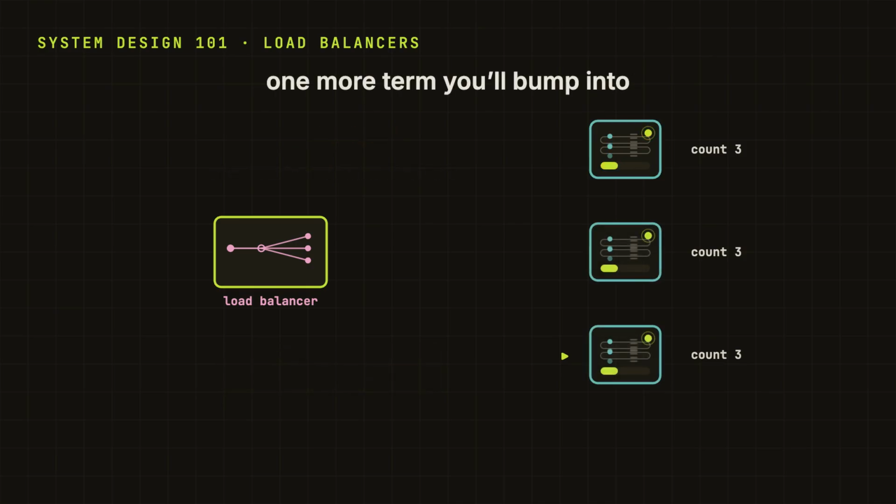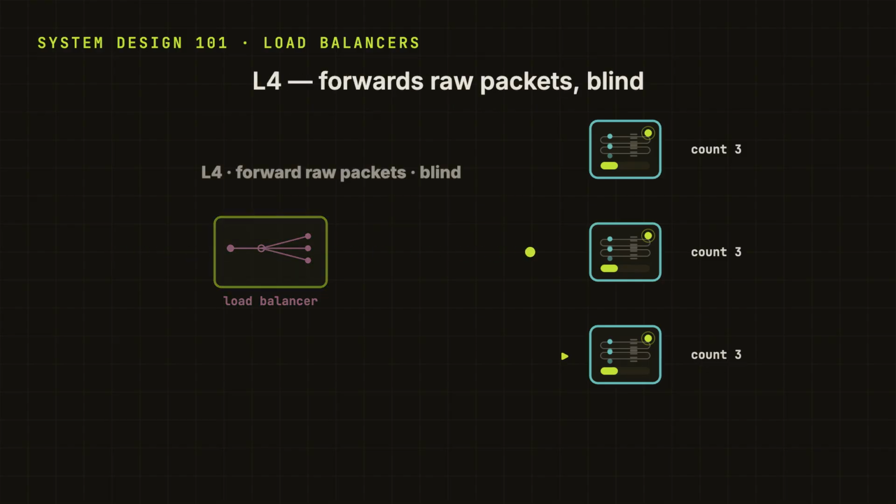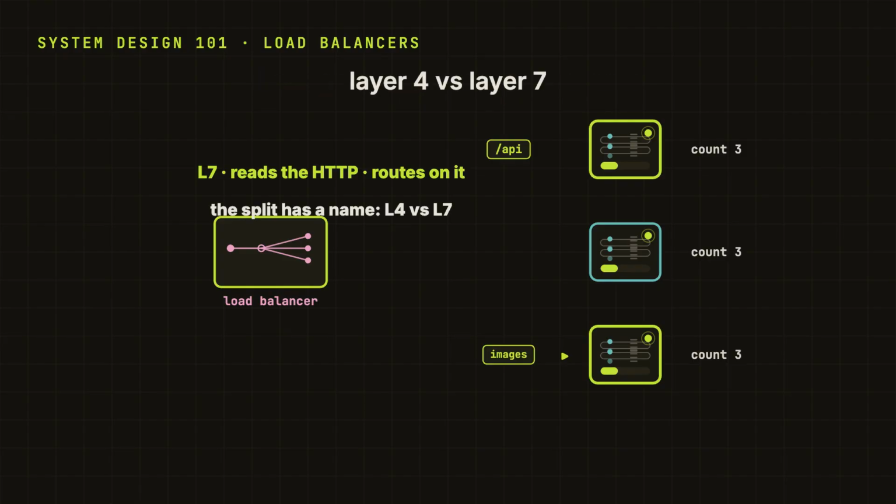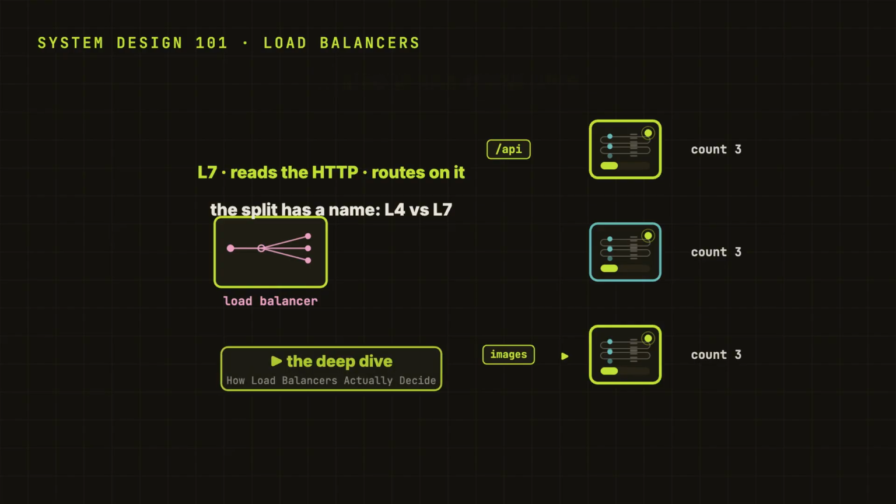One more term you will bump into, and then we zoom back out. Some load balancers just forward the raw packets, fast but dumb. They don't look inside. Others actually read your HTTP request and route on it, like send anything under slash API to these boxes, images to those. That split has a name, layer 4 versus layer 7, and it too lives in that deeper video.